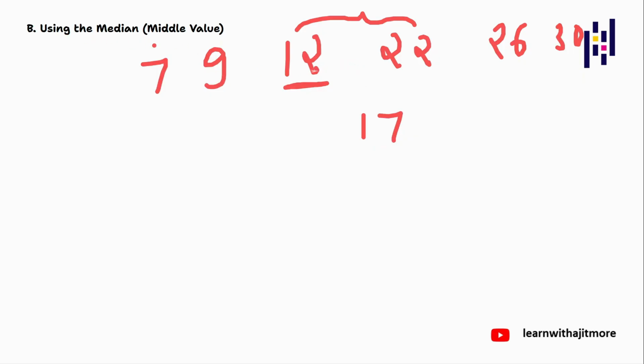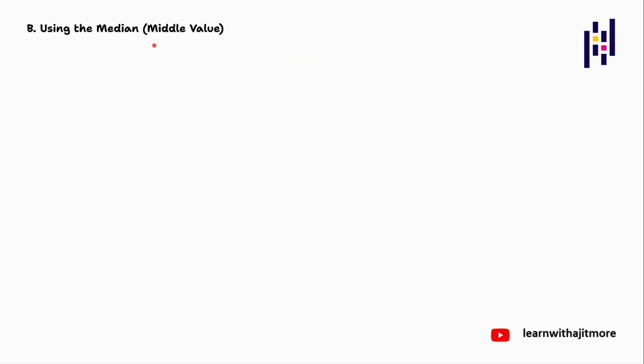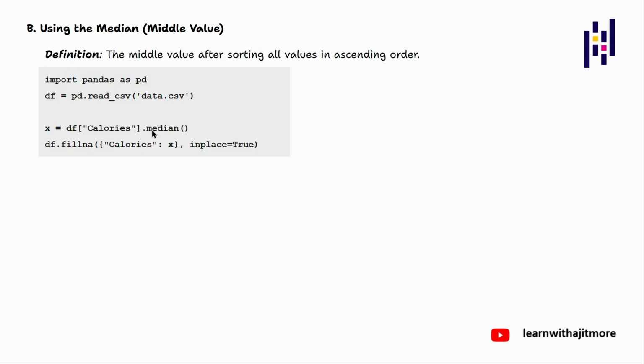So they say replace that nan with the median value. Replace nan with what? With the median. So what is median first? The middle value after sorting all values in ascending order. When you arrange all the values in ascending order, and after arranging, the middle value you get is the median. Now again, how to calculate median? Use the median method. You don't bother, internally it will sort that column.